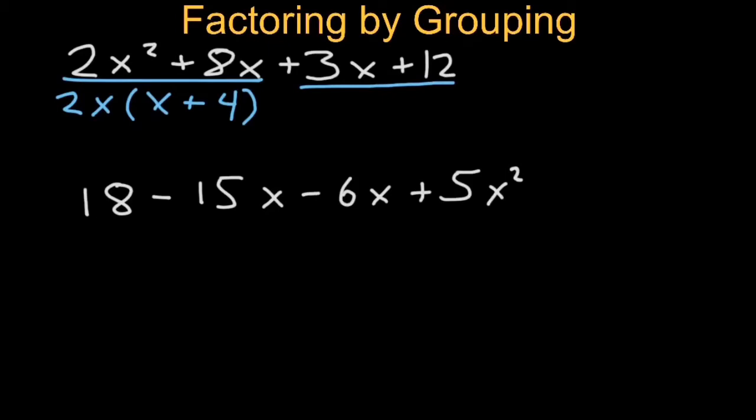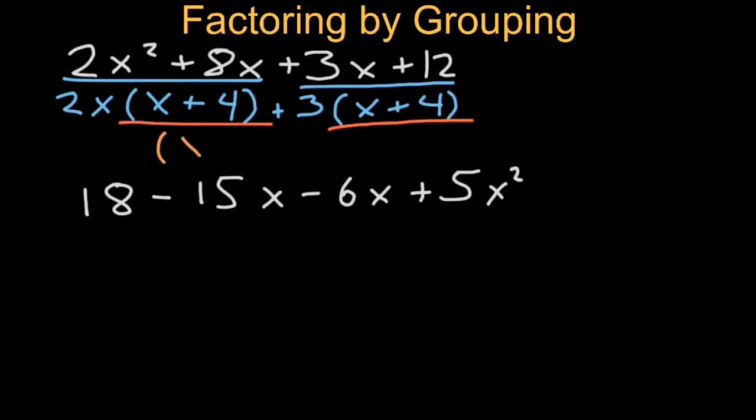For the second part, what can we factor out from 3x plus 12? We can factor out a positive 3. So 3x divided by 3 is just x, and positive 12 divided by positive 3 is just 4. So we can factor out the x plus 4 from this. So we're left with x plus 4.